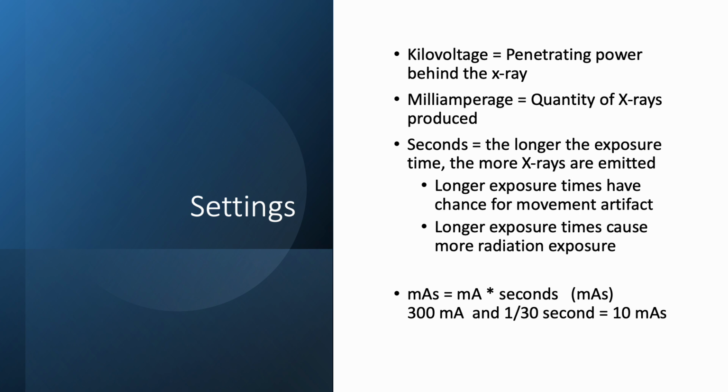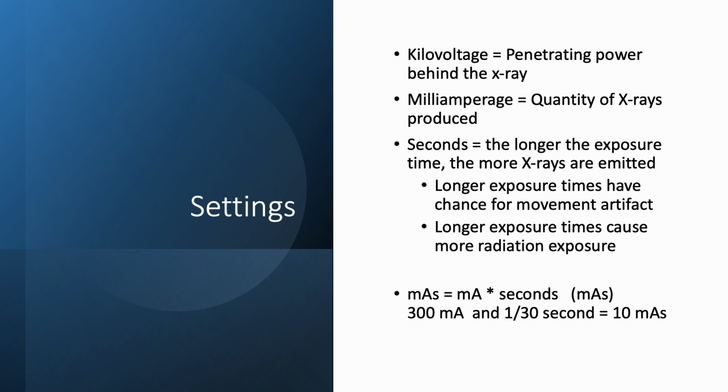Now the other setting that we can affect is the seconds. This is the time of the exposure. So how long are we sending these X-rays from the cathode to the anode? Like how long is the exposure occurring? And basically a longer exposure time leads to more movement artifact. If we have a wiggly patient and we have our exposure set for a long time, they're going to wiggle during that exposure, and that leads to a really blurry X-ray.